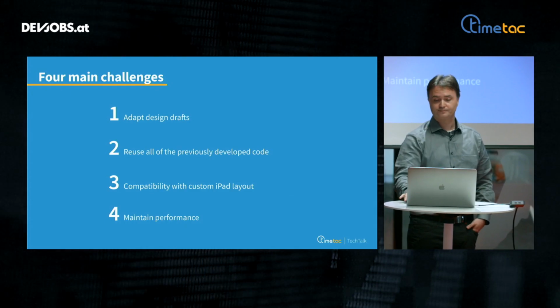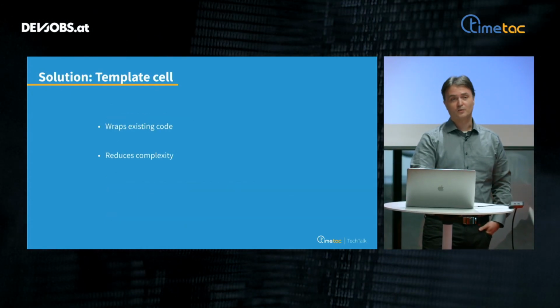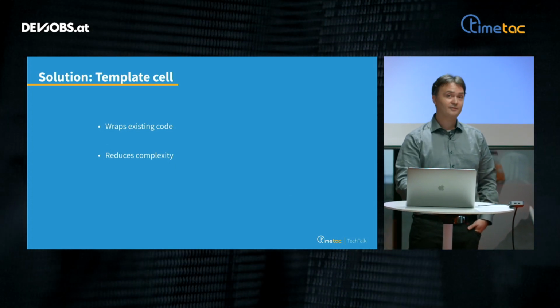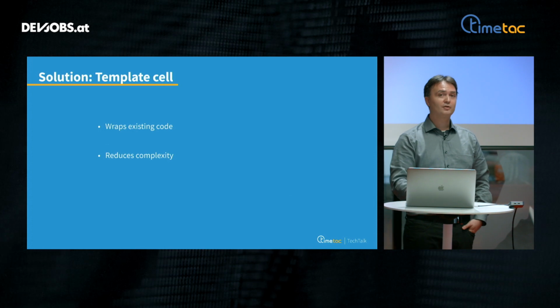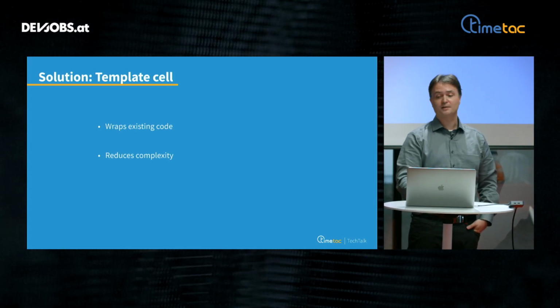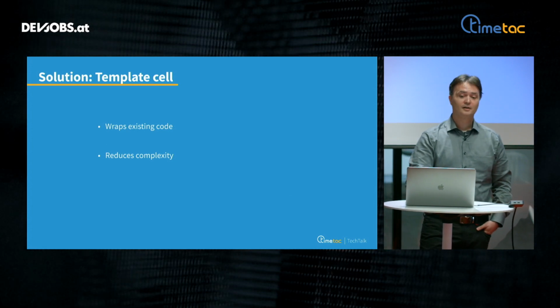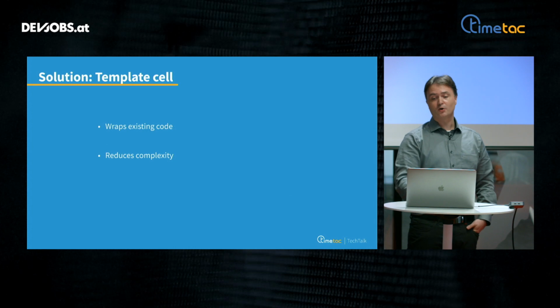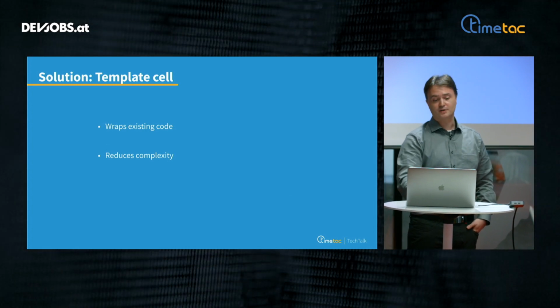Our solution? A template cell. We created a single cell, wrapping all of our already existing code we had developed for the dashboard into its very own collection view. This way, we reduced the complexity from 3 different items per section into just one. And this template cell reuses the already existing code base and does the heavy lifting for us.